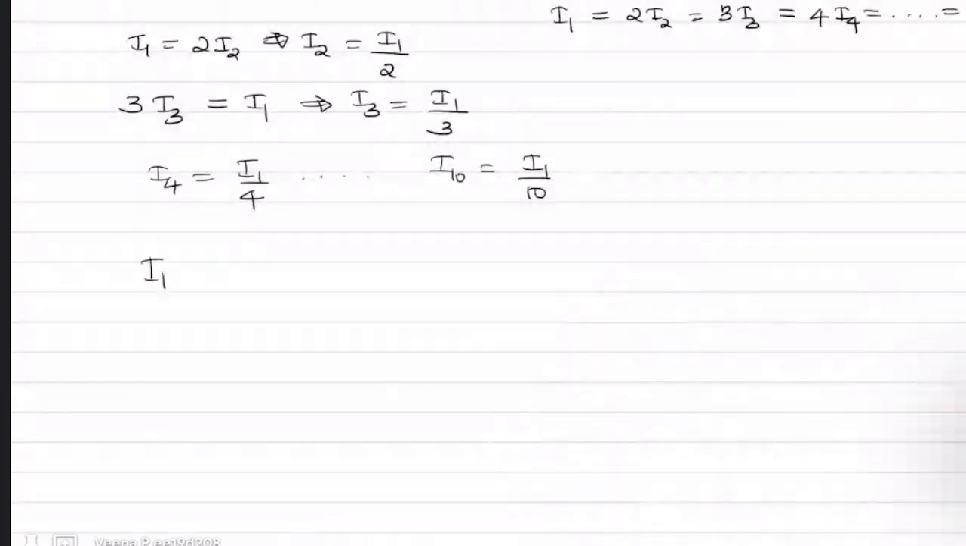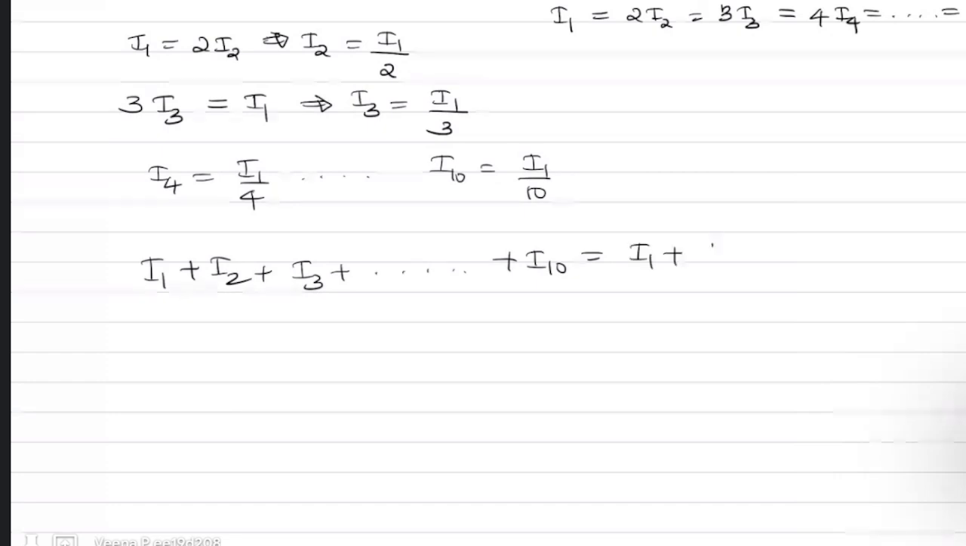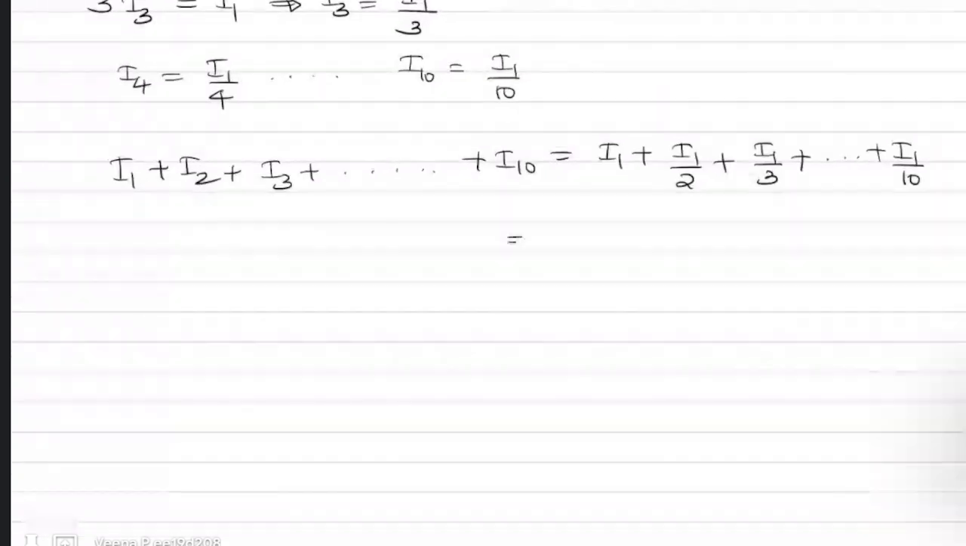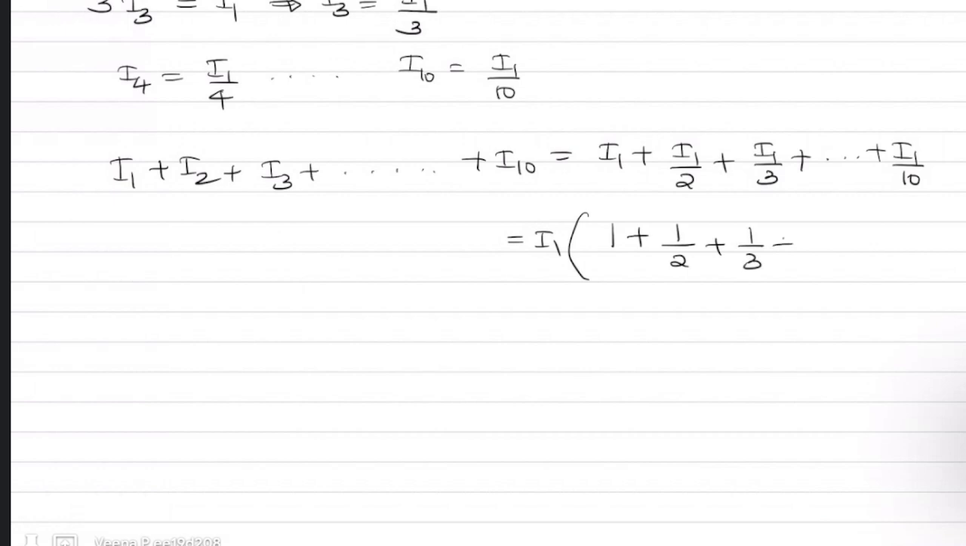Now we are asked to find what is I1 plus I2 plus I3 plus I4 plus so on up till I10. So we can write everything in terms of I1. So this is I1 plus I1 by 2 plus I1 by 3 plus so on plus I1 by 10. Now you can take this I1 outside. Now this becomes I1 into 1 plus 1 by 2 plus 1 by 3 plus so on plus 1 by 10. This is a finite series.